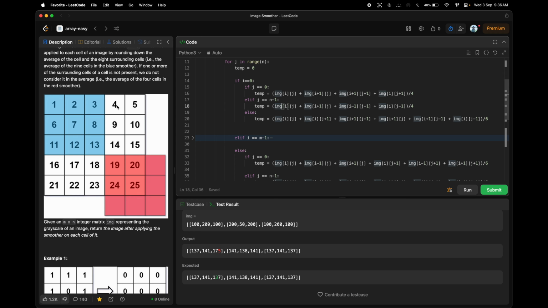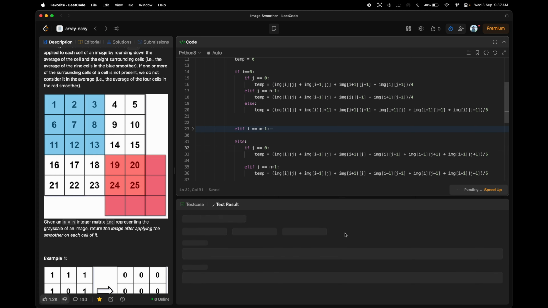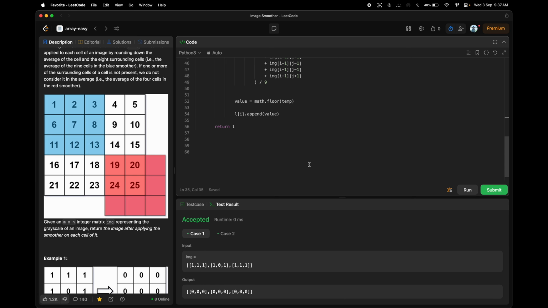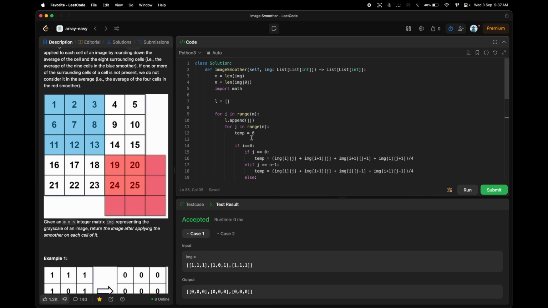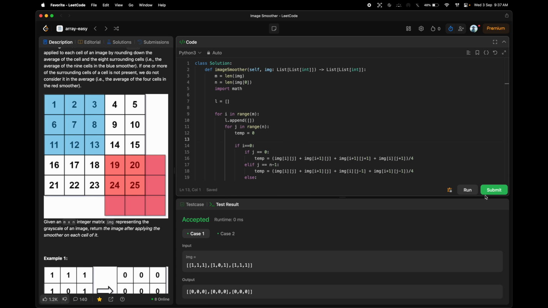What should be this value? This should be I j minus 1, and then what should be this value? I plus 1 j minus 1. I hope so. Yeah, I think some mistake was there. Okay, cool, I think we got the answer. At least we are able to solve it.